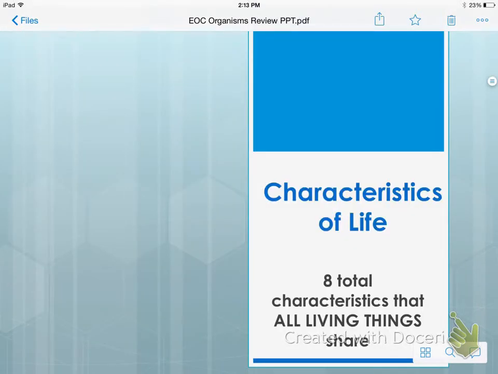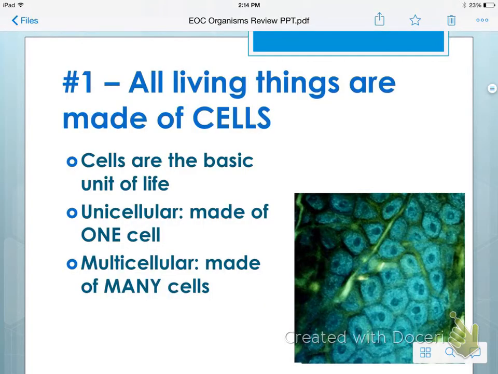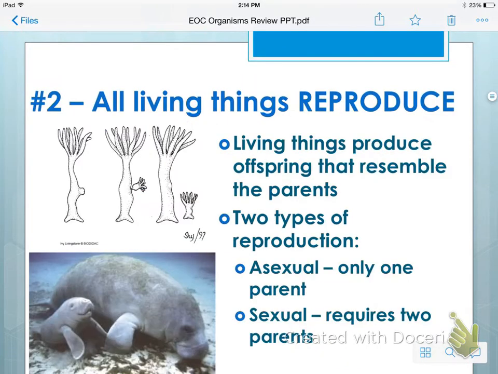All right, so characteristics of life, or things living things share. There's eight total. The first is all living things are made of cells. This is the basic unit of life. There's two different terms. Unicellular, which is one cell. Multicellular, which is many cells.